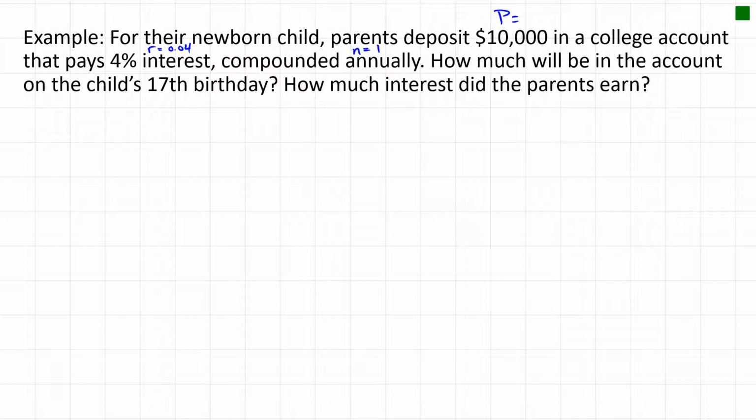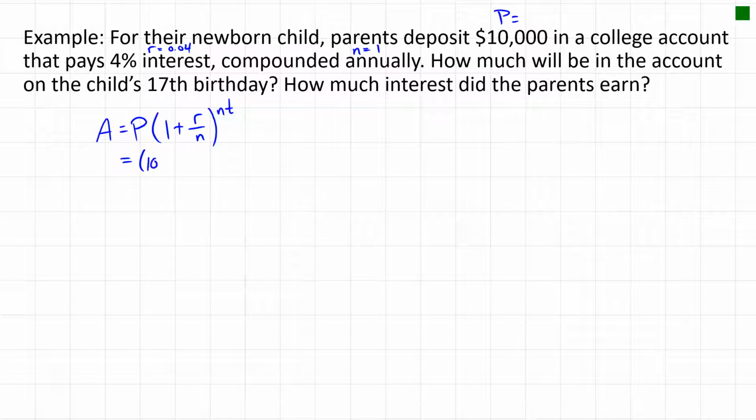How much will be in the account on the child's 17th birthday? So that means we're going from newborn, which is age 0 really, to 17. So that's 17 years of growth in this account. So we want to know how much interest did the parents earn. So we're going to start by calculating A equals P times 1 plus R over N, all to the power of NT. And we'll go ahead and calculate this amount that's in the account.